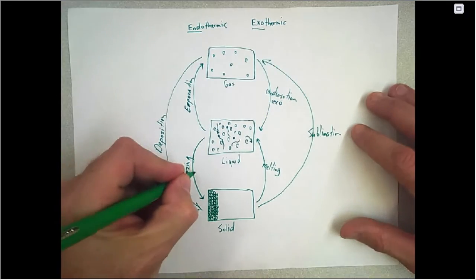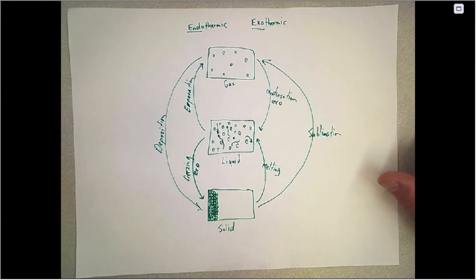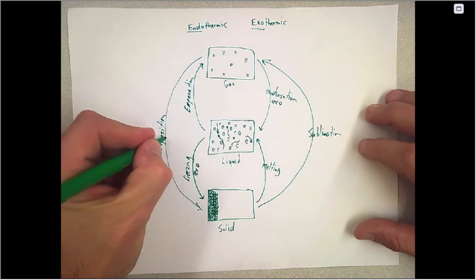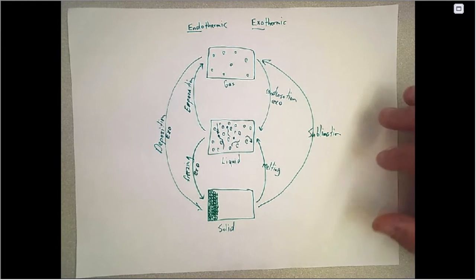Freezing is exothermic. And deposition is exothermic. I'm just going to use that little exo, and you know the full word is exothermic. If those are exothermic, the rest of them, melting, evaporation, and sublimation, are endo. Heat is entering them. So let's label those.